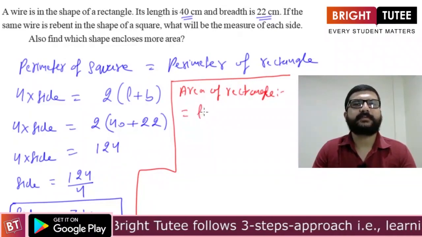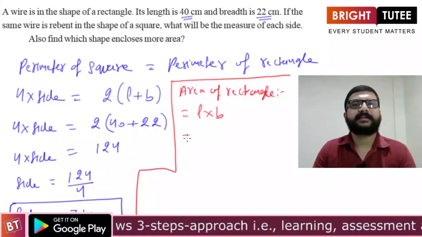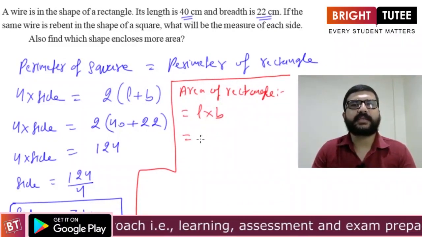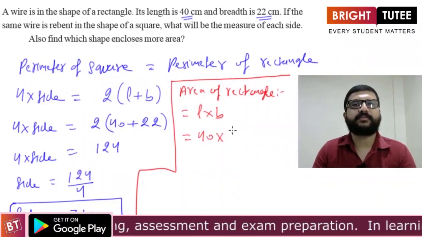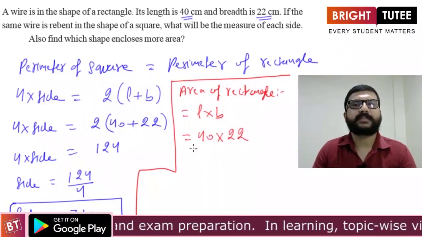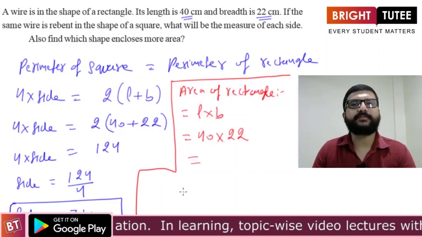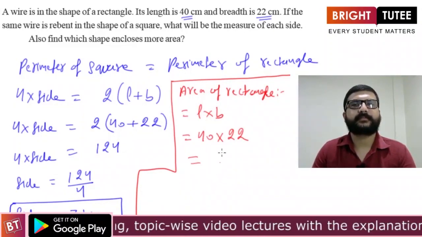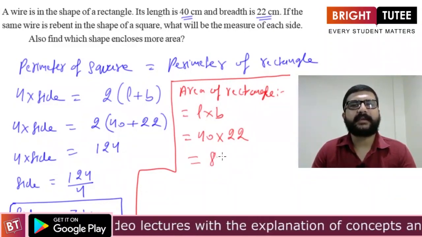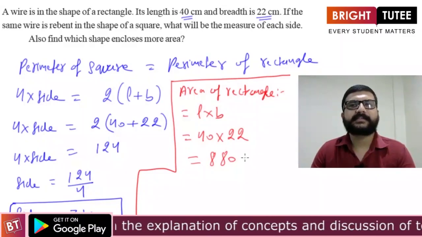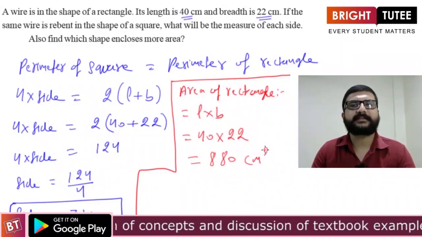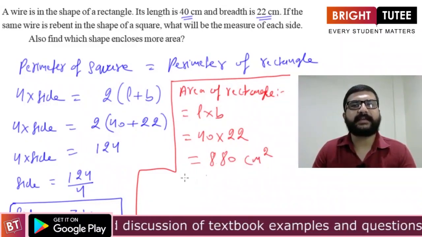This will be equal to length into breadth, and length is given as 40. So this is 40 into 22. Now what will be 40 into 22? It will be 880 square centimeters. So this is the area of the rectangle.